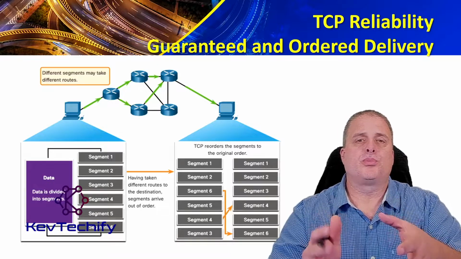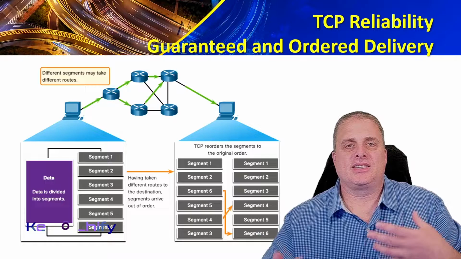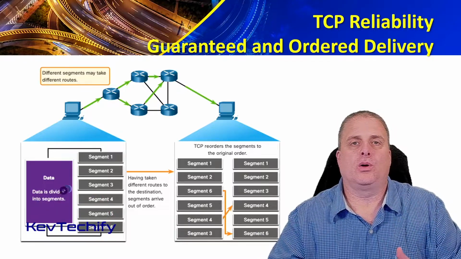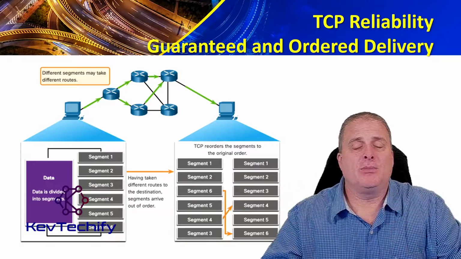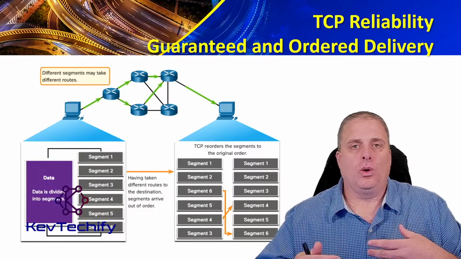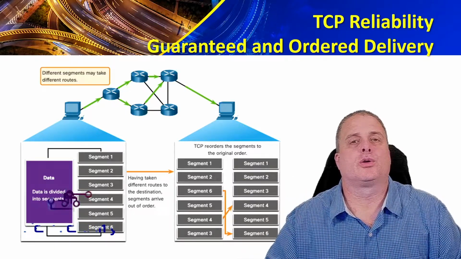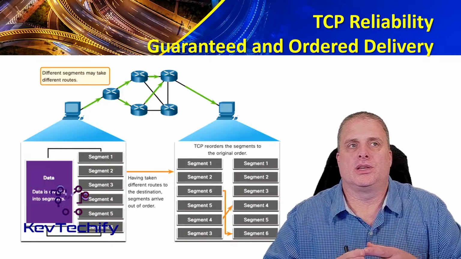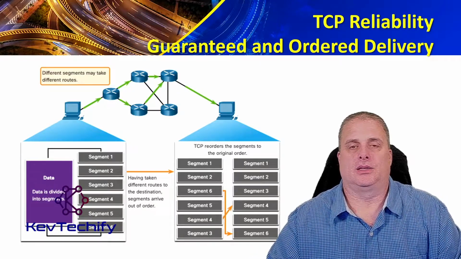And sometimes through the process of data traveling through the network, it takes different paths, takes different routes through the network. Maybe it becomes corrupted and needs to be retransmitted. Segments arrive out of order. When these segments arrive out of order, TCP takes care of reordering them and putting them in the correct sequence. It does this based upon a sequence number that's in the header of each packet.